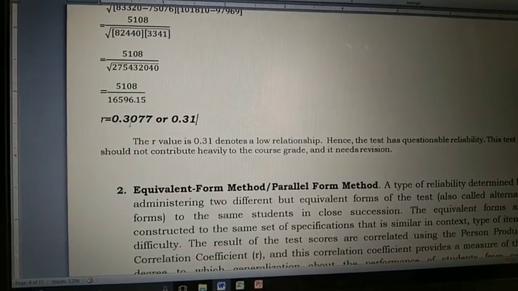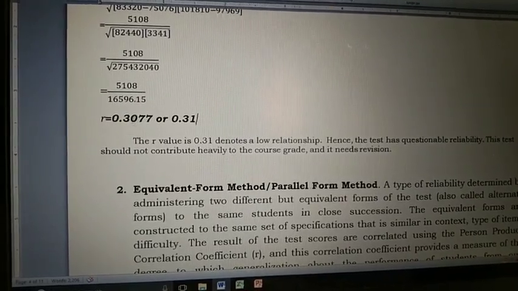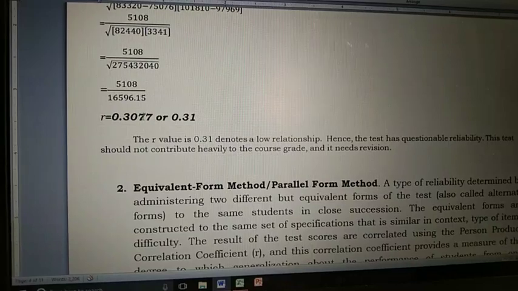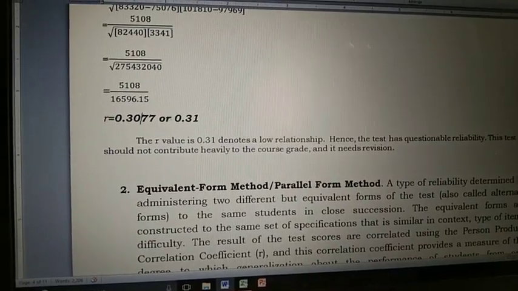You can round it off into two decimal places. Okay, 37, so 7 man dito, so you can use the 0.31.